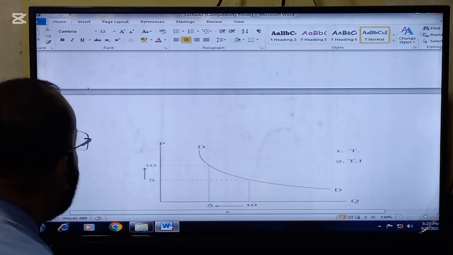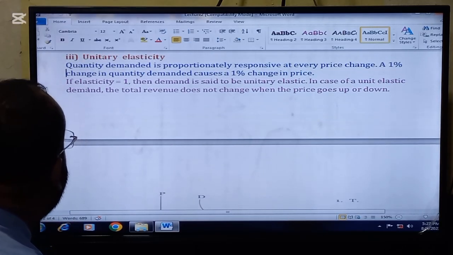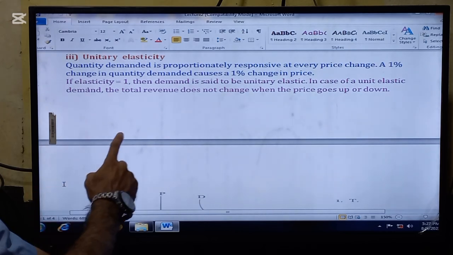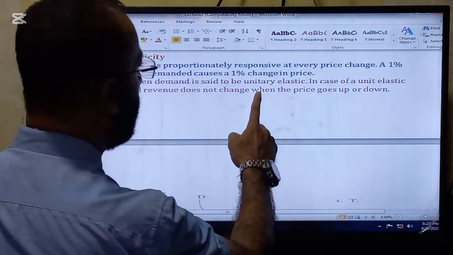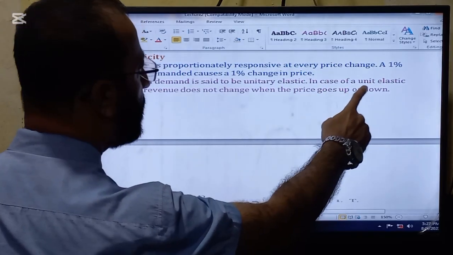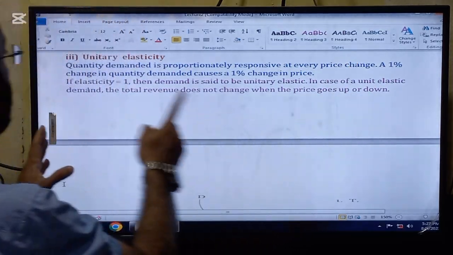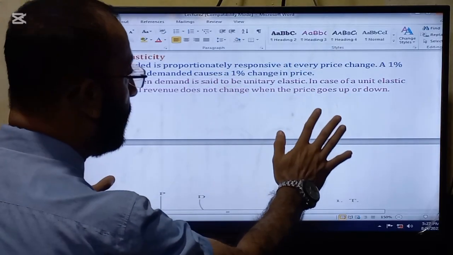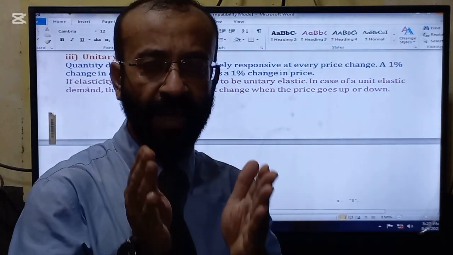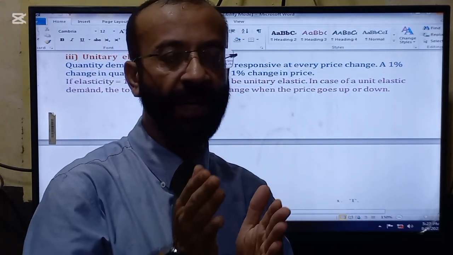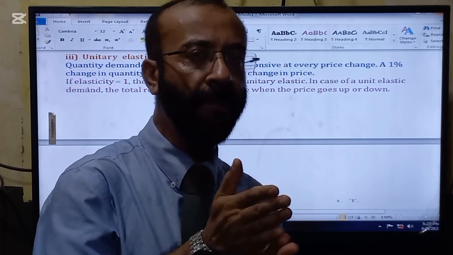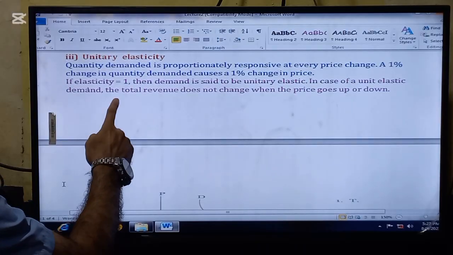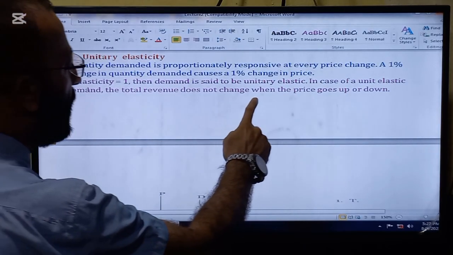The next case that we are going to read is unitary elasticity. Quantity demanded is proportionally responsive at every price change. That is, a 1% change in price causes a 1% change in quantity demanded. Whatever the percentage change of the price, it will be equal to the same percentage change in the quantity demanded. If elasticity is equal to 1, then demand is said to be unitary elastic.